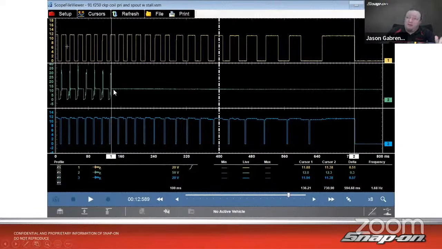And now we can see it was about half a second. It was 594.68 milliseconds from when that ignition signal stopped to when the vehicle actually shut off and stalled. And as you can also see, they're getting further and further apart, the frequency is decreasing because the engine is rotating slower. So the crank sensor is going to send its signal slower.